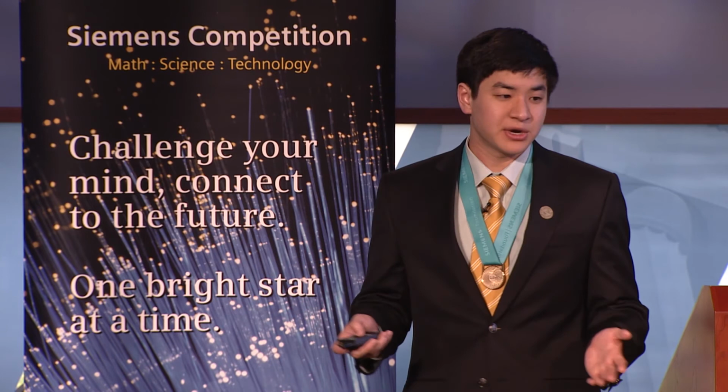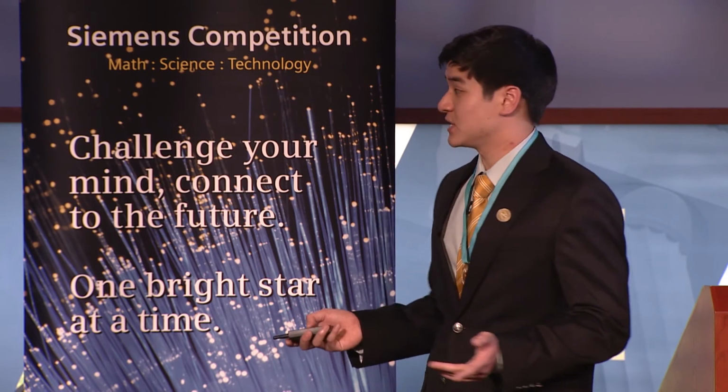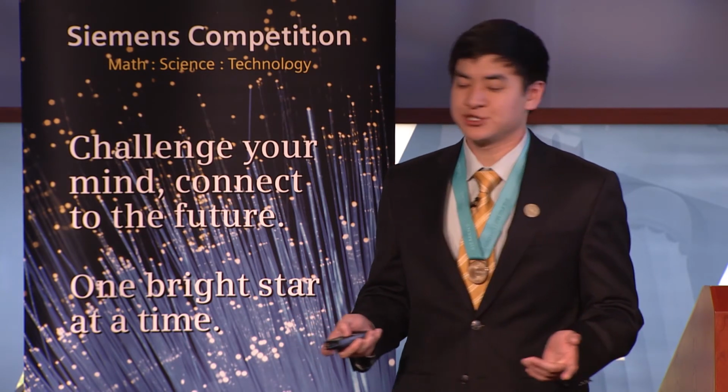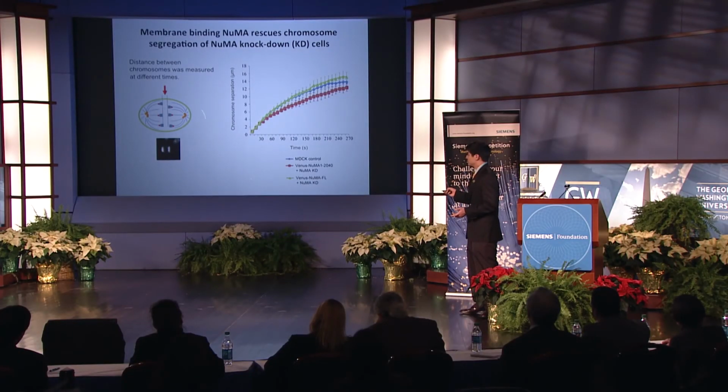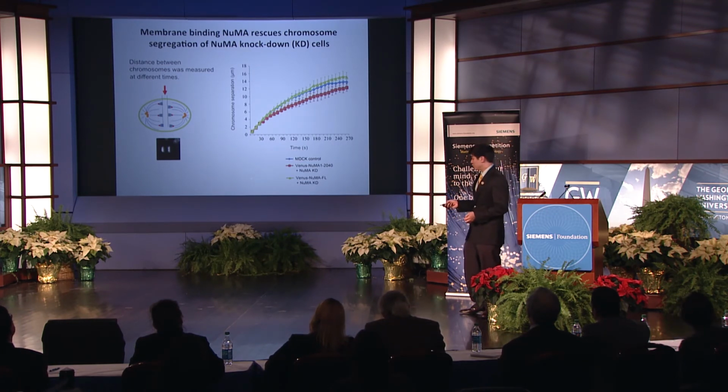To see if the membrane binding of NuMA can affect the chromosome separation of cells, I used time-lapse imaging to measure the distance between chromosomes at different times during anaphase. I expressed membrane binding deficient NuMA 1 to 2040 and full-length NuMA in NuMA depleted cells.